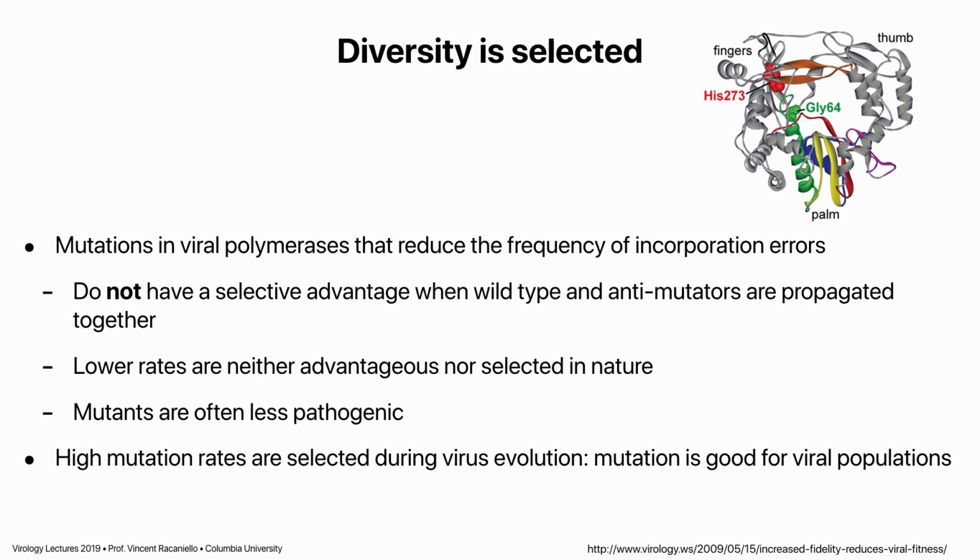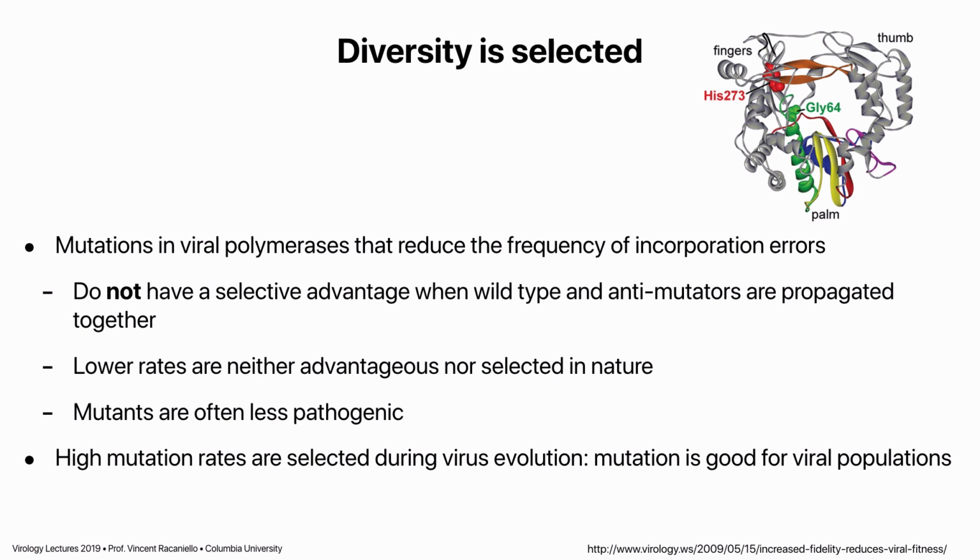And there is a single mutation, a single amino acid change at glycine 64, that has been selected for, which reduces the error frequency of the polymerase. It makes it make fewer mistakes, right? So glycine 64 serine is the change, makes fewer mistakes. So that's what I mean, mutations in polymerases that reduce the frequency. These do not have a selective advantage when they're propagated with wild-type virus. So we take a virus with this mutation that makes it make fewer errors, and we co-infect a cell with virus that makes the normal amount of errors. What I call the anti-mutator virus doesn't win. So most of the time it loses, in fact.